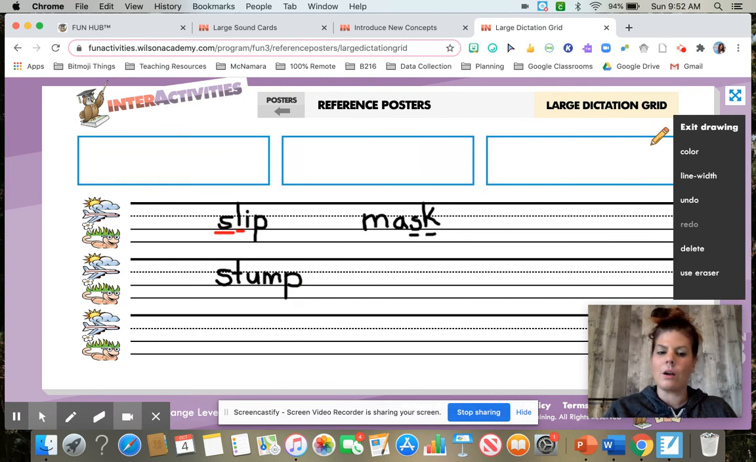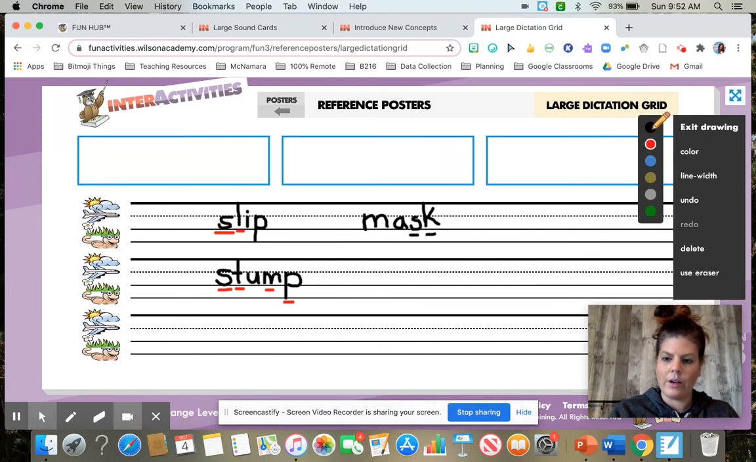What do you notice? Are there any blends or digraphs? Let's start at the beginning of the word and see what we notice as we work our way across. St. I see a blend right there. Two consonants next to each other that are keeping their own sound. So again, they each get a little line. P. Again, two consonants next to each other that each keep their own sound is a blend, so they get their own line.